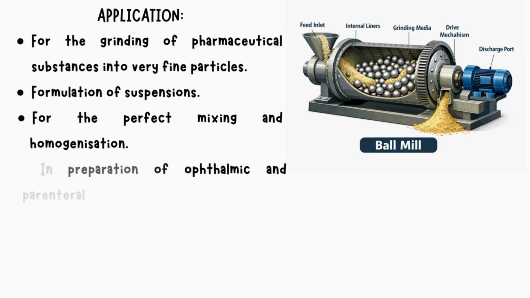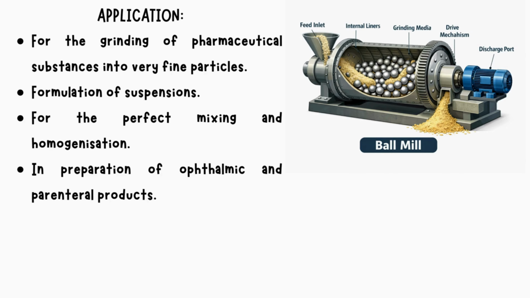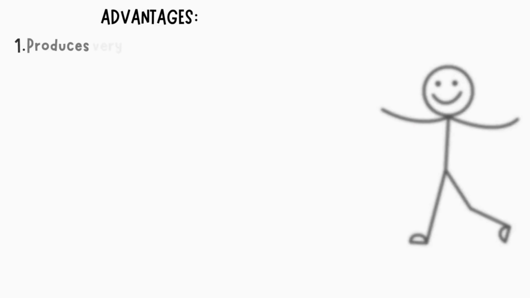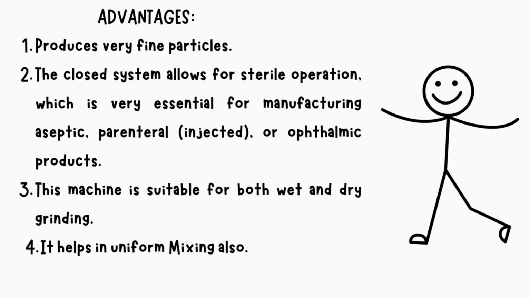Applications of ball mill. Lots of applications are there, mostly used for the grinding of pharmaceutical substances, used in the formulation of suspension, also used for the perfect mixing and homogenization, and milling of the API for the preparation of ophthalmic and parenteral products. What are the advantages of a ball mill? A ball mill can produce very fine particles. Milling is done in the closed cylinder. That's why no contamination can happen from the environment. This machine is suitable for both wet and dry grinding. Ball mill helps in uniform mixing also.